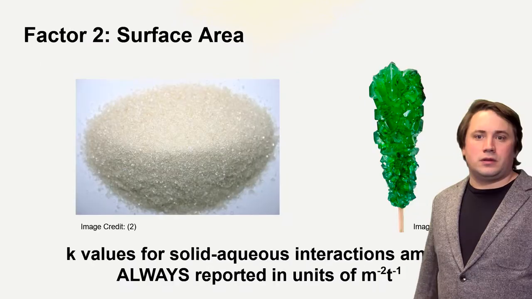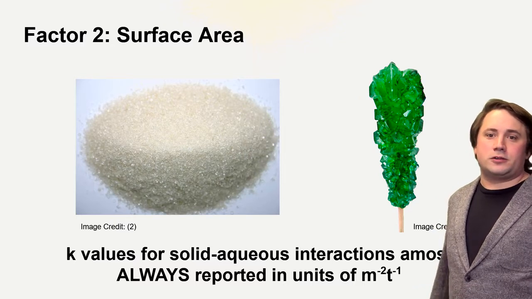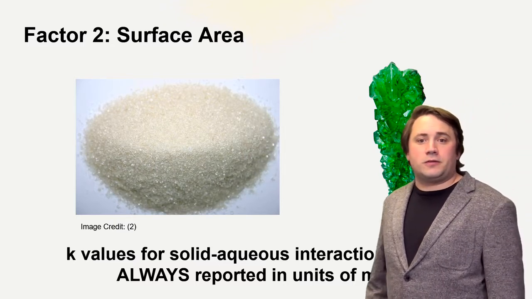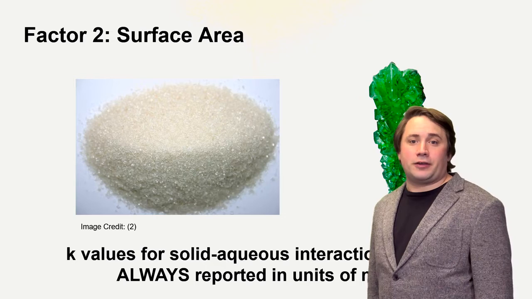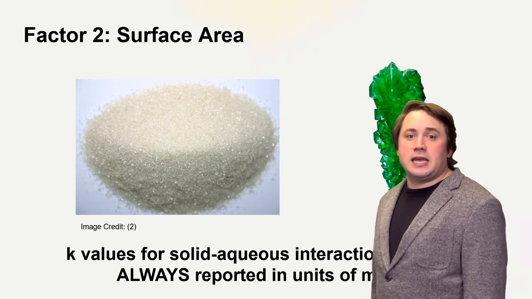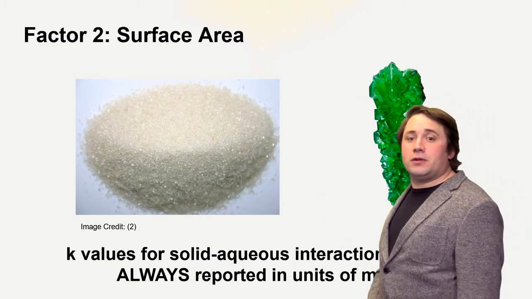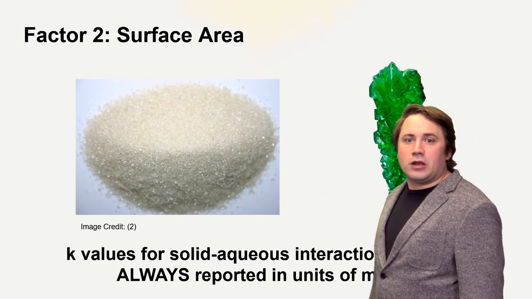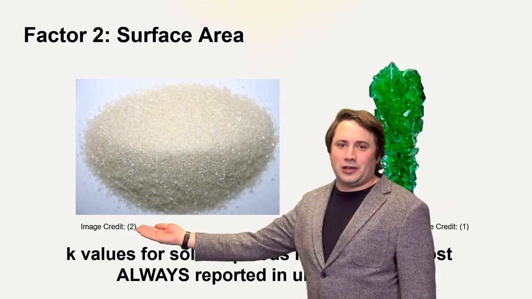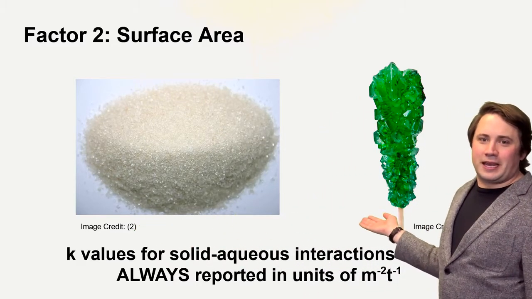Okay, so the second factor that I want to talk about with regards to environmental factors that can affect K values or reaction rates is surface area. And this should also seem pretty intuitive to you just by this following example. Which will dissolve quicker? Is it granulated sugar or is it rock candy?